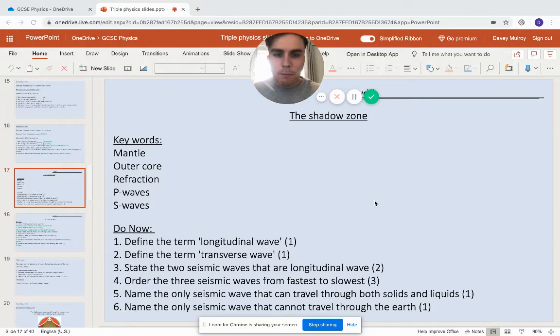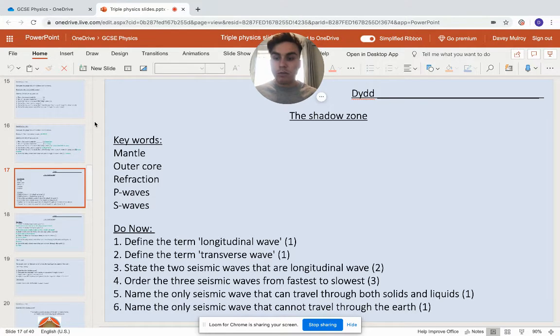Hello and welcome back for another triple physics lesson. This is lesson 2 in the seismic waves part of our course, and we're looking at the shadow zone. So our key words for today are mantle, outer core, refraction, P waves, and S waves.